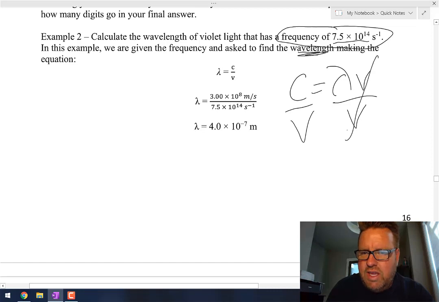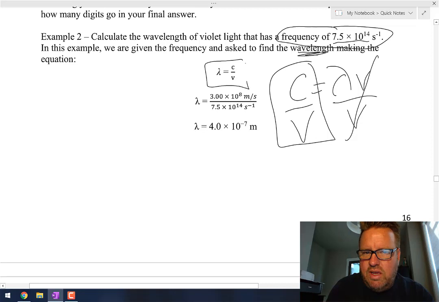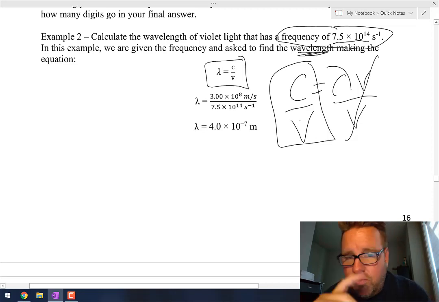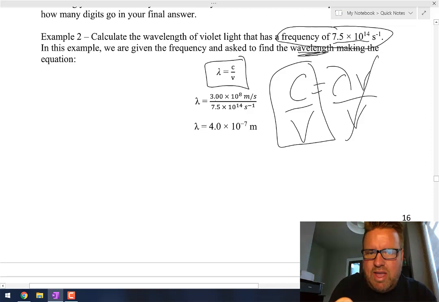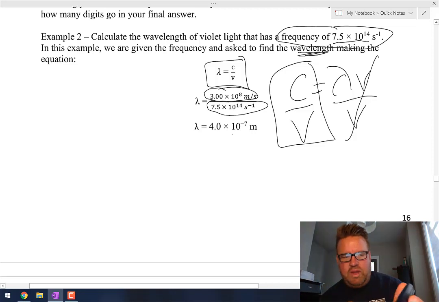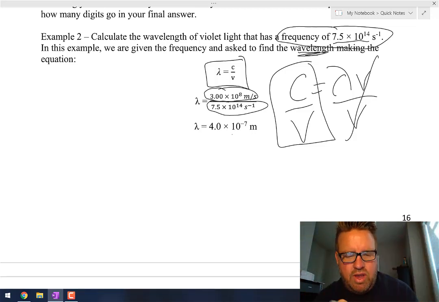So frequency cancels over here, and the wavelength is equal to, as you can see here, the speed of light over the frequency. Okay, and so now again, I just go to my calculator, or I put the numbers into the equation first. Here's the speed of light on the top. I put the frequency on the bottom, and then I divide. So again, I'm going to go to my calculator, and here's where you kind of have to be careful.